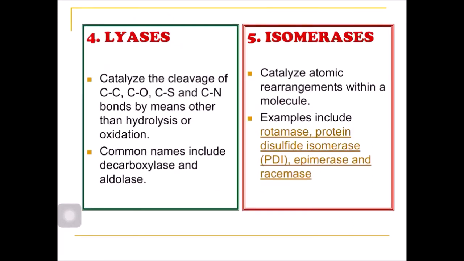We also have lyases. Lyases are the ones that catalyze the cleavage of carbon to carbon, carbon to oxygen, carbon to sulfur, and carbon to nitrogen bonds that causes formation of additional bond. And then examples are decarboxylase and aldolase. Isomerases provide molecular rearrangement such as rotamase, protein disulfide isomerase, and then we have epimerase and racemase.